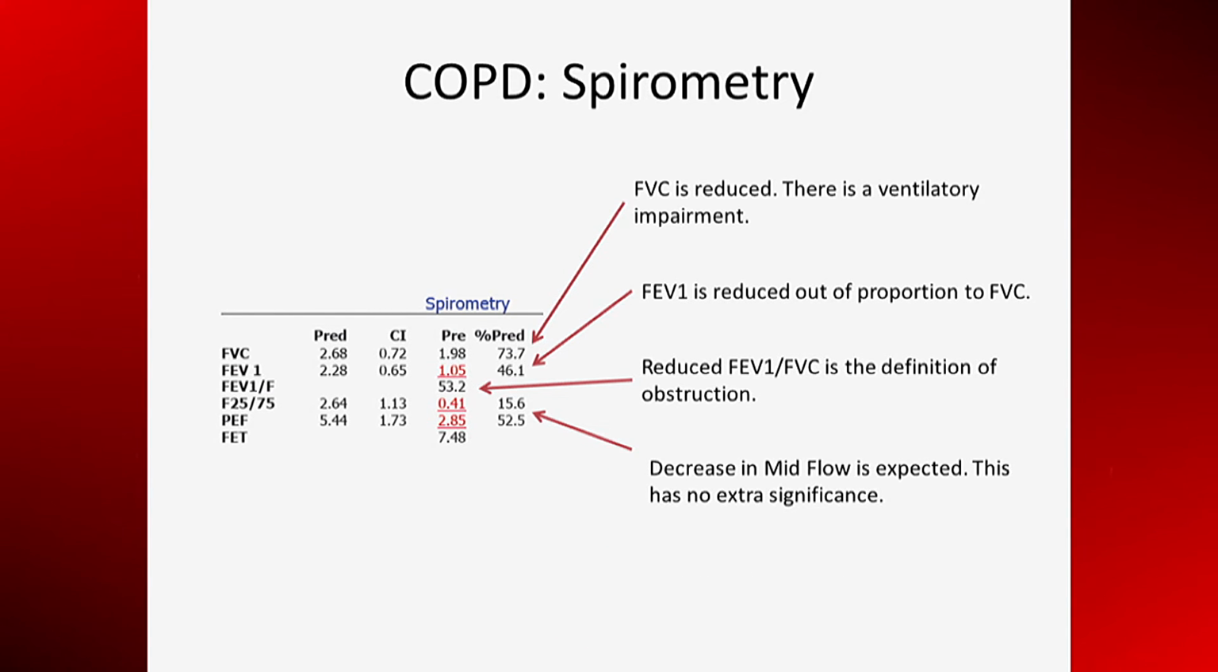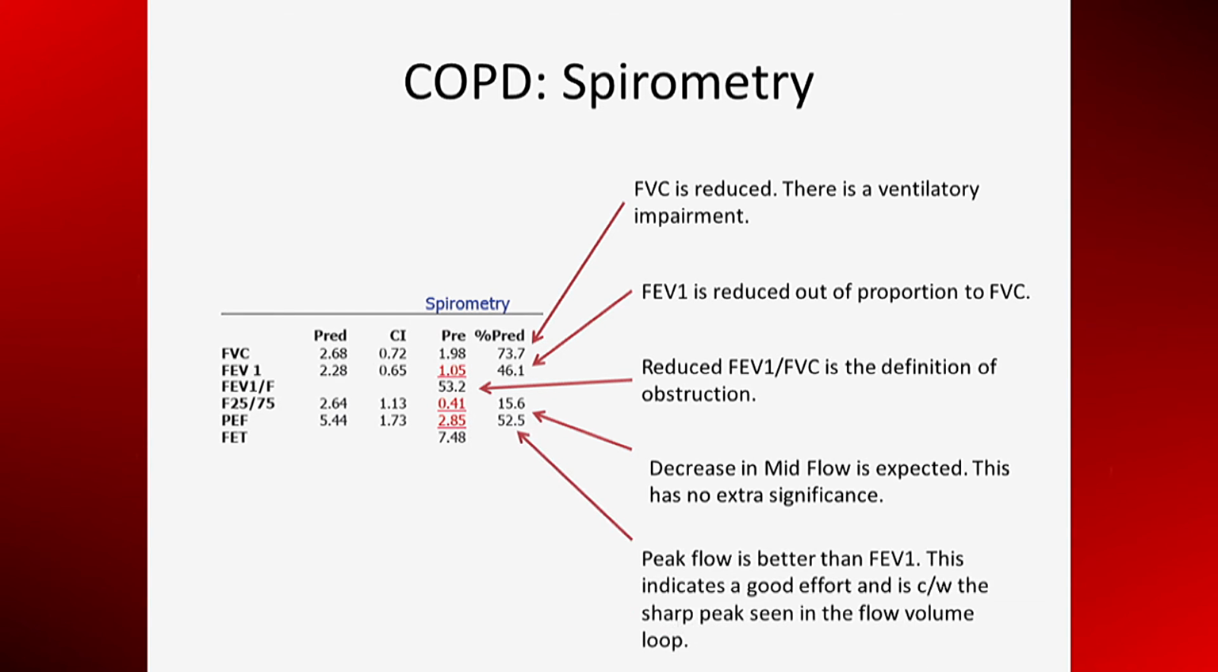The decrease in midflow is a consequence of the decrease in all flows. There is no special significance to this term in this situation. The peak flow is greater as a percentage of predicted than the FEV1. This signals a good effort and is consistent with the sharp peak to the flow volume loop.